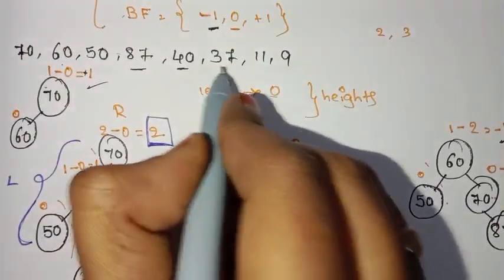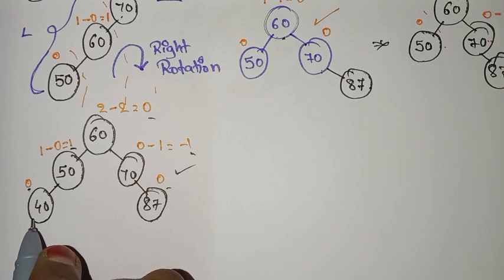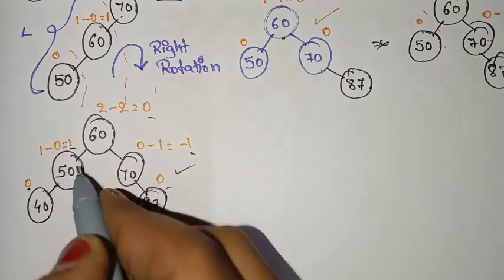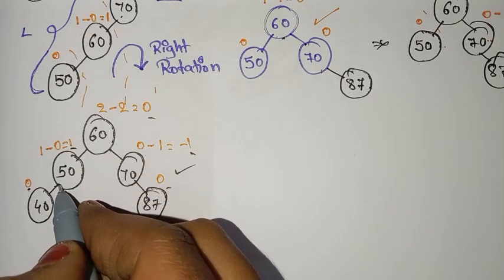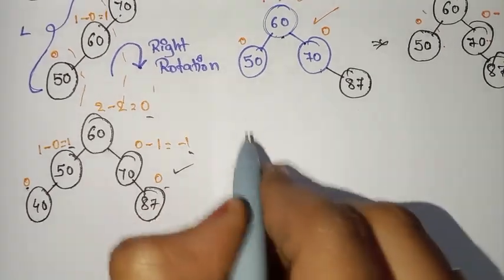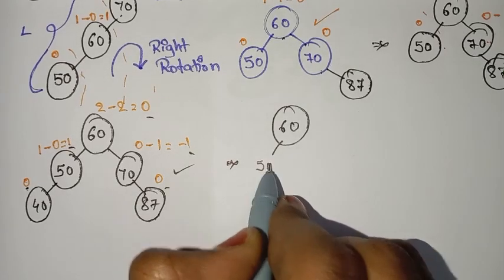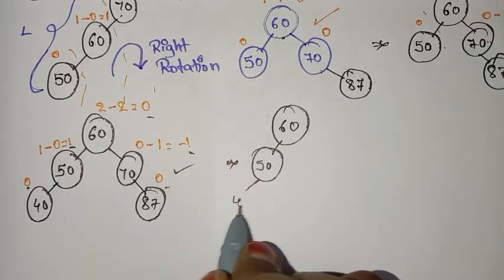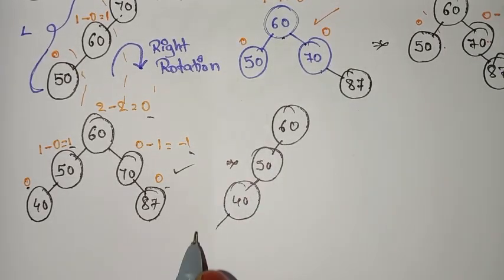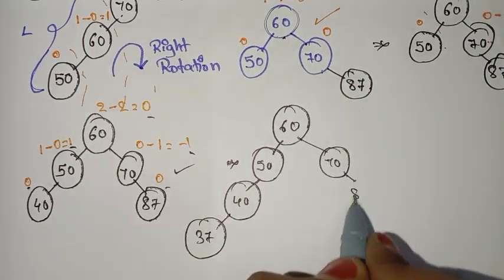Again another element, that is 37. See here, 37 is less than 60, so it will move here. It is also less than 50, again it will move here. Again it is also less than 40. So here I will draw the tree: 60, 50 and 40, again 37. So here 70 and 87.